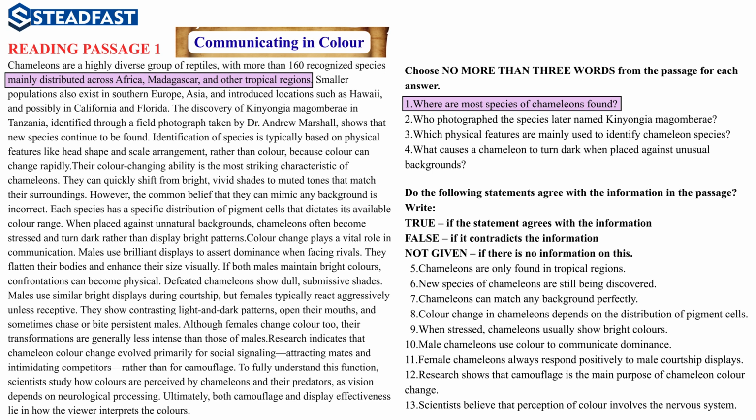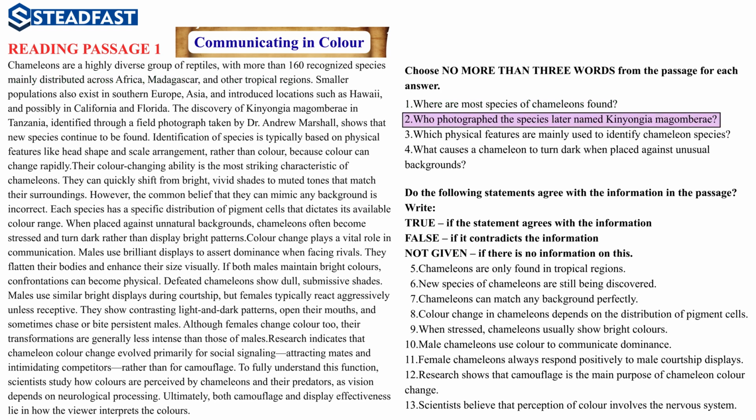Here in the first sentence, it states mainly distributed across Africa, Madagascar and other tropical regions. Here the word mainly matches, so use the specific location. So the answer here is Africa and Madagascar. And the next question 2.